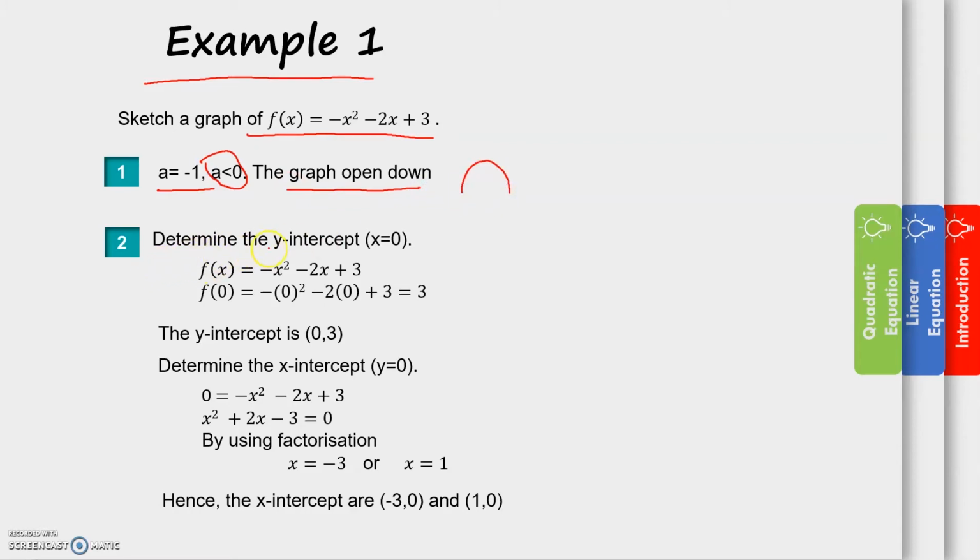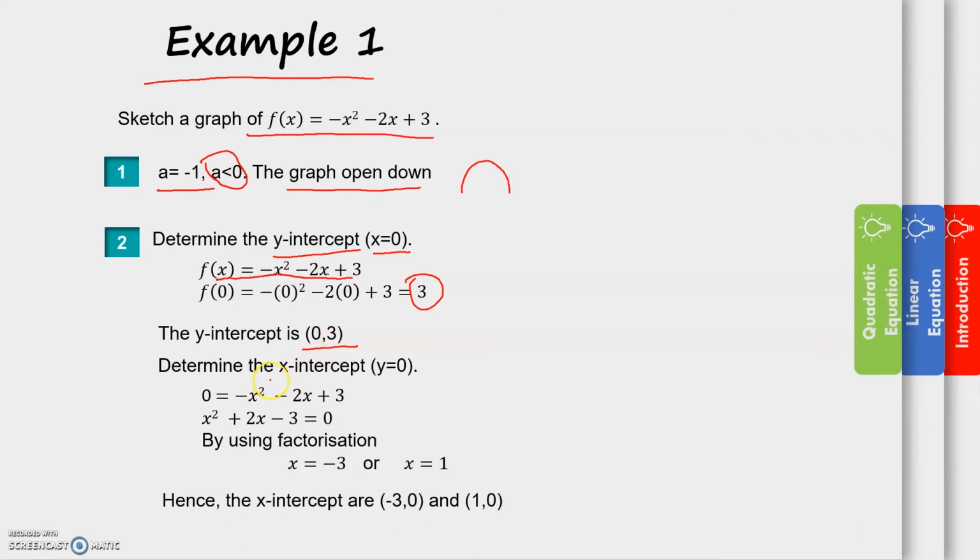And then step number 2, we need to determine the y-intercept. To determine the y-intercept, we can set the value of x equal to 0. That is, we substitute x equal to 0 in this equation, so all x here become 0. When we solve this, we get y equal to 3. This means that we have a point here. The y-intercept is at x equal to 0 and y equal to 3.